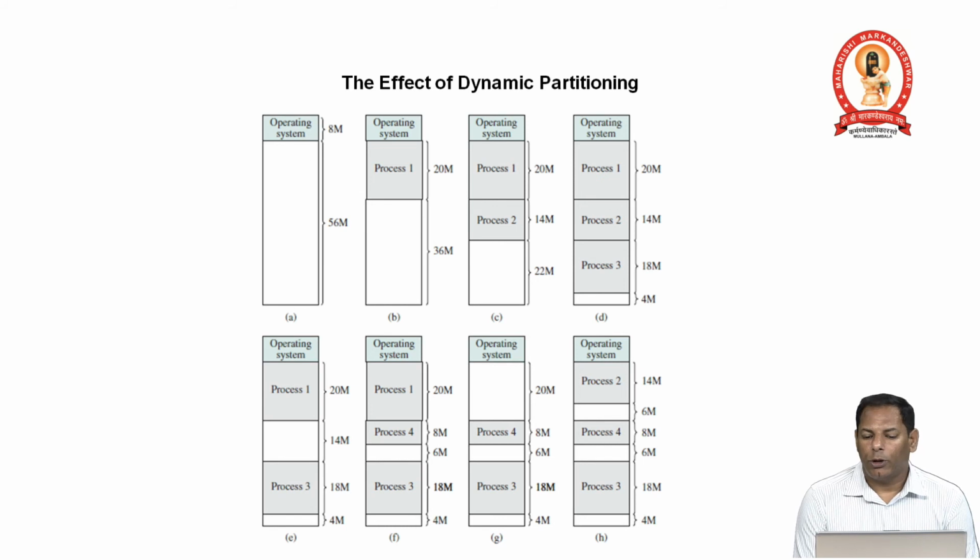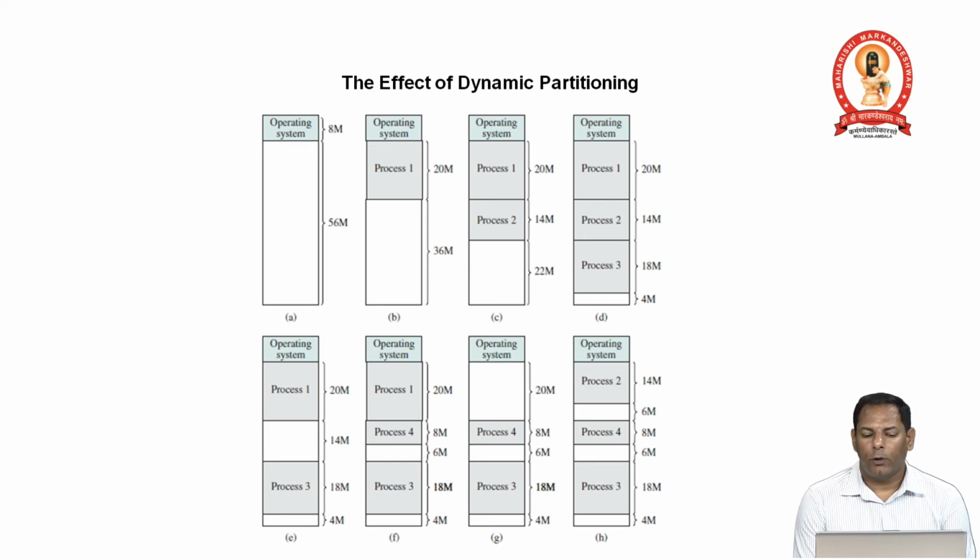Now process 3 enters the system which requires 18 MB of space. We will allocate this space to this process, and only 4 MB of space remains, which is unused. Now process 2 completes its execution and moves out of the system. Here in this case, it is in the state of waiting for some IO event, so we will swap out this process from the memory, and the 14 MB space used by this process is now free space.